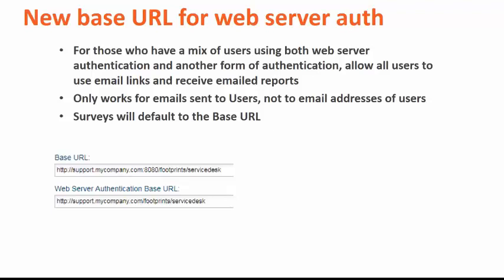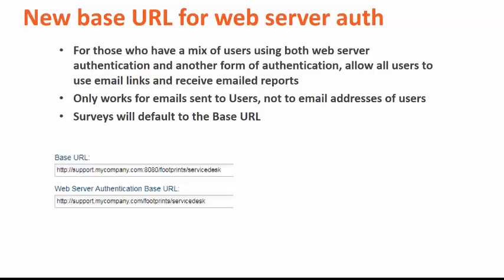But if you're in a mixed environment where some people are using web server authentication and others are using another form of authentication like LDAP or native FootPrints authentication, these links that were generated and sent out were only sent in one form or the other. So now you have the ability to set these different base URLs. So you can see a common example in the bottom there, support.mycompany.com:8080 and support.mycompany.com without the :8080. We need different URLs to get into the application for web server authentication versus the other authentication techniques. So now this should allow all the users to have access to those email links and emailed reports as well.